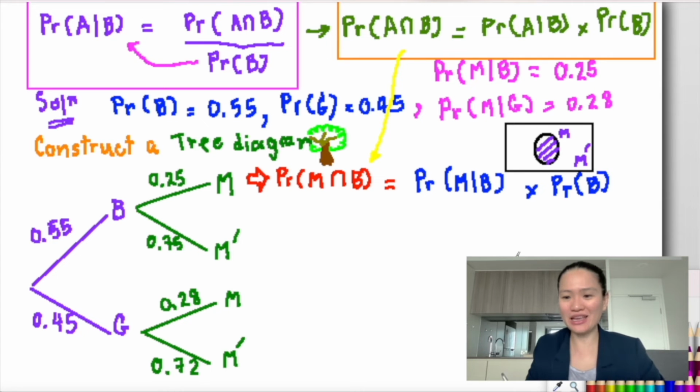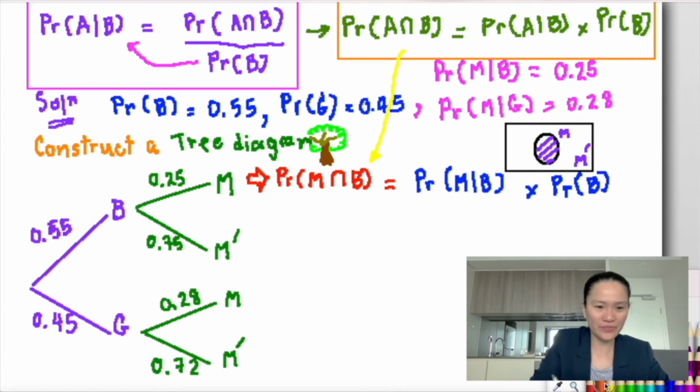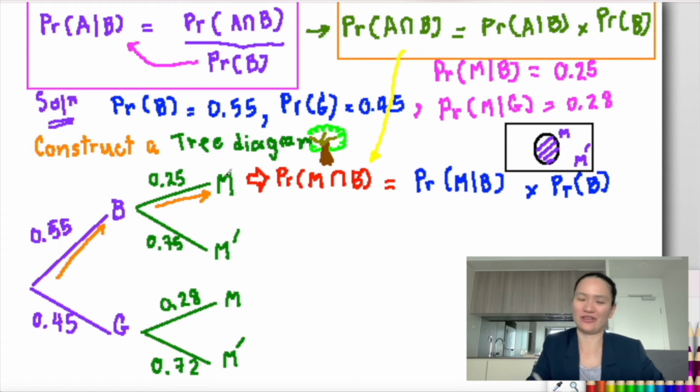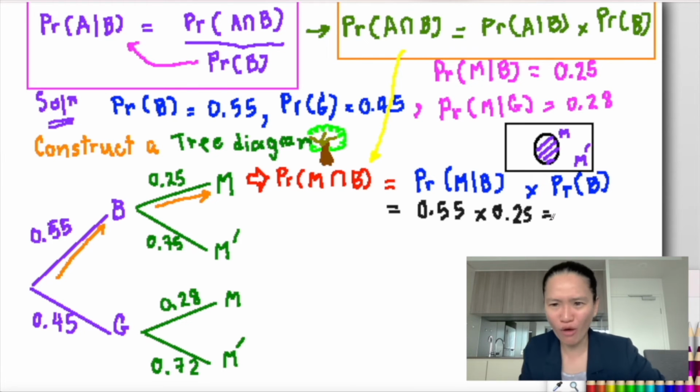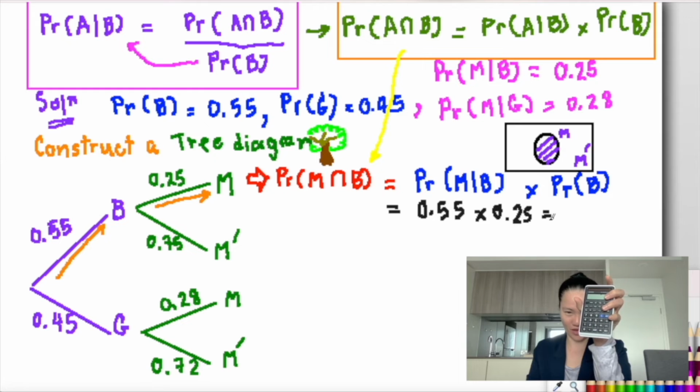But normally if you use our tree diagram, you know straight away. Let me draw for you. You know that it is 0.55 times 0.25. So I'm going to write it out here. 0.55 times 0.25. And again, guys, if you have any question or you feel like I might have written something wrong, you're going to help me to calculate. Let's go.